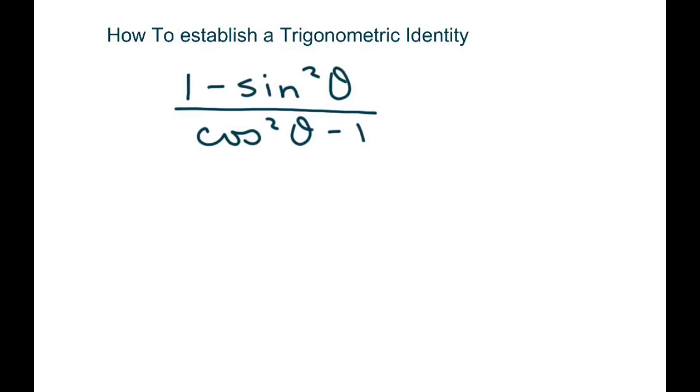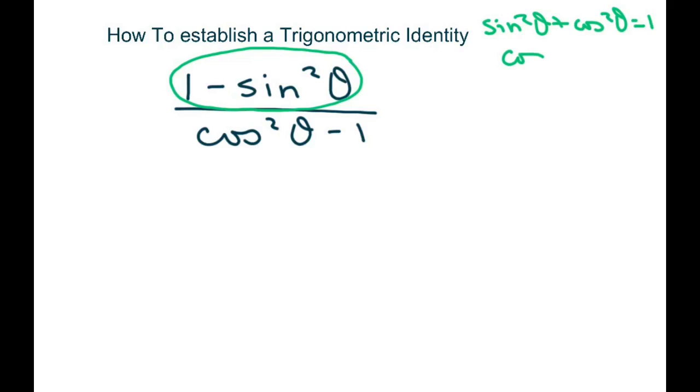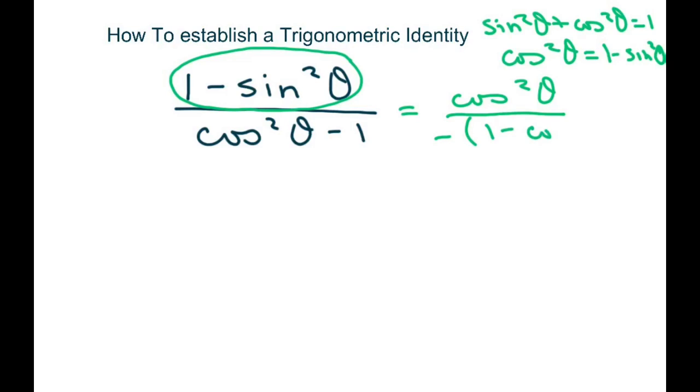We're going to just establish a trigonometric identity. The first thing we need to know on this one, because sine squared plus cosine squared of theta equals 1, I can rewrite cosine squared equals 1 minus sine squared. So I'm going to rewrite this as cosine squared. And on the denominator, what I'm going to do is go ahead and pull out a negative and write this as 1 minus cosine squared of theta.